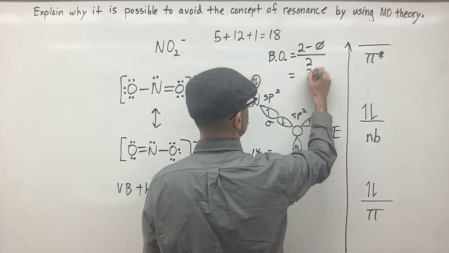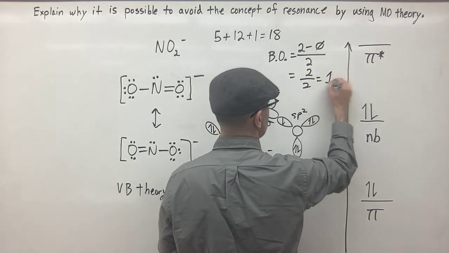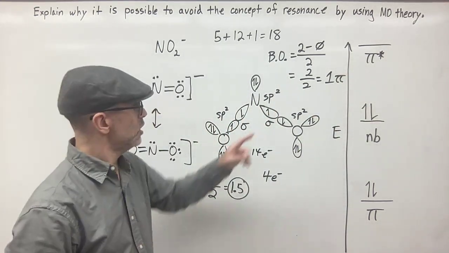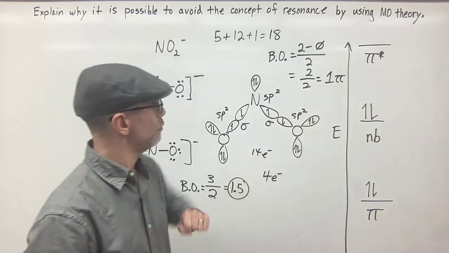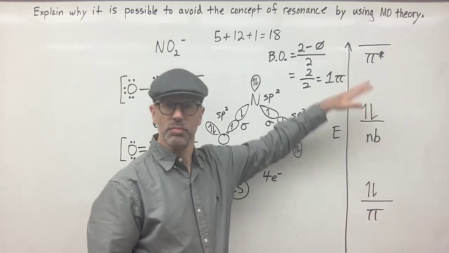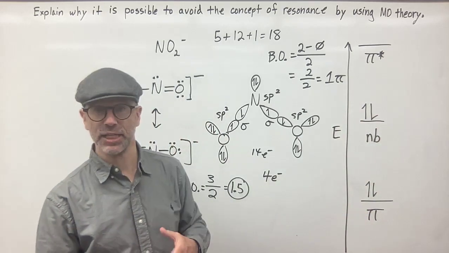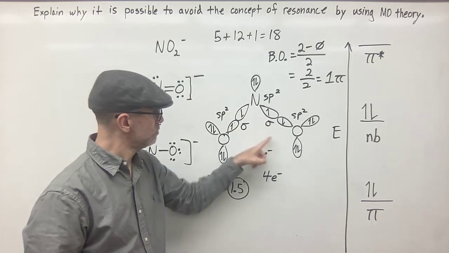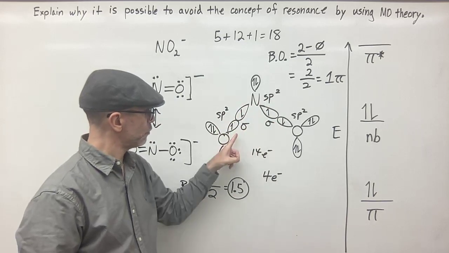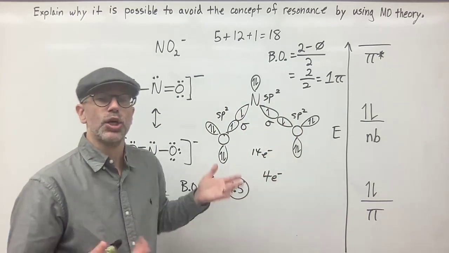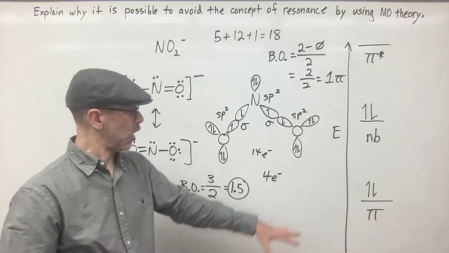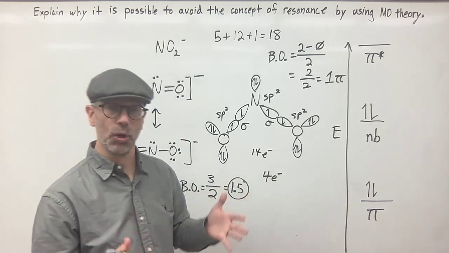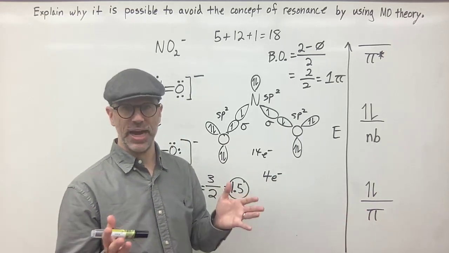So since 2 minus 0 is 2, that's 2 divided by 2, and that gives me 1 pi bond. So I get 1 pi bond from the molecular orbitals involving the unhybridized p orbital. So we've already got our sigma bond, right? We already got the sigma bond from this here. We could have shown the sigma bonding as well in our molecular orbital, but we're ignoring that and only focusing on the molecular orbitals that come from the unhybridized p orbitals.